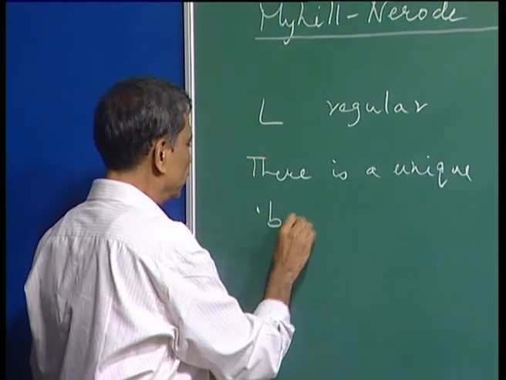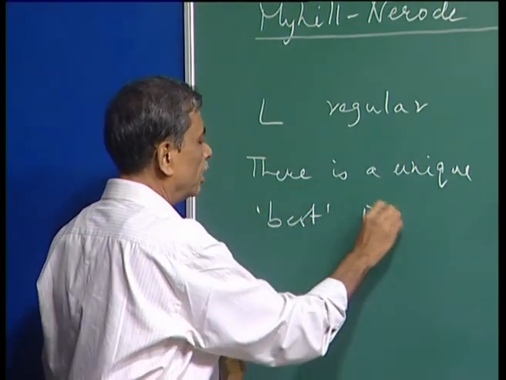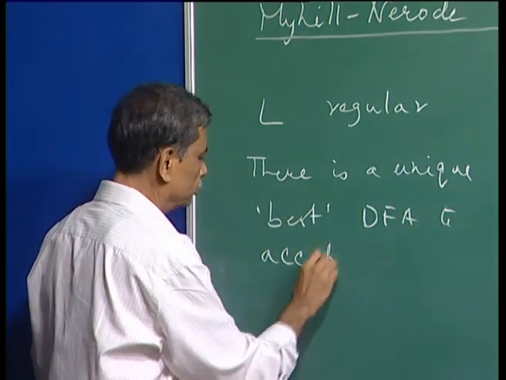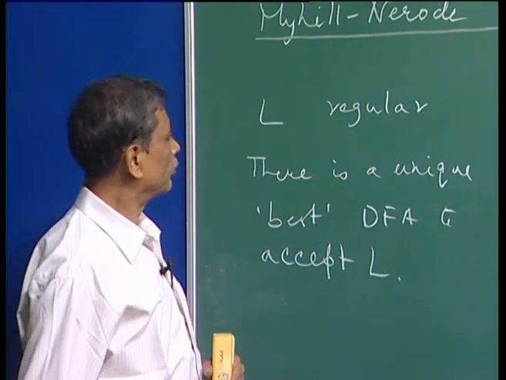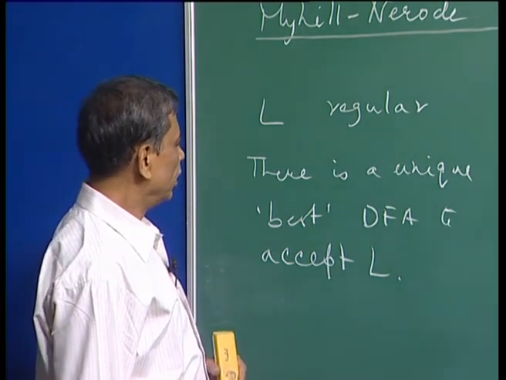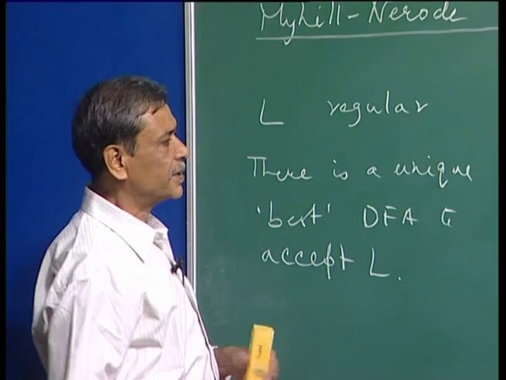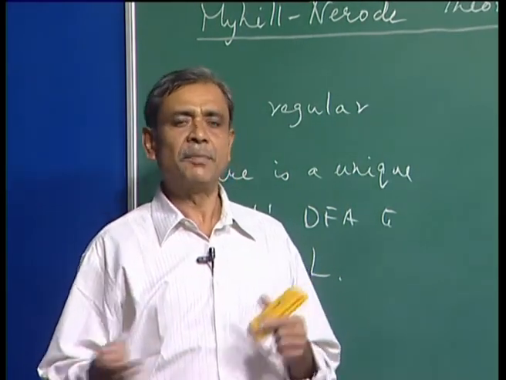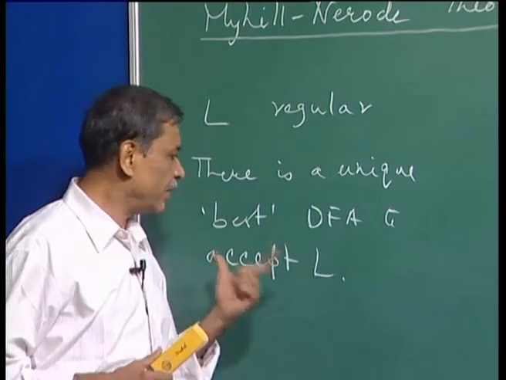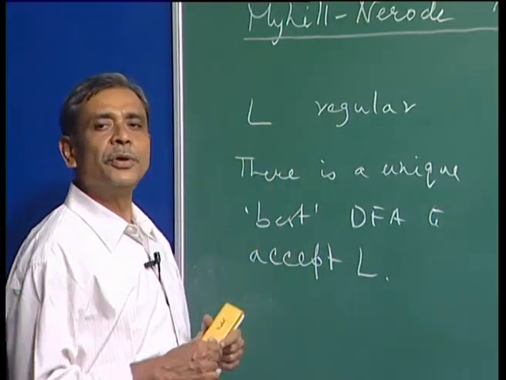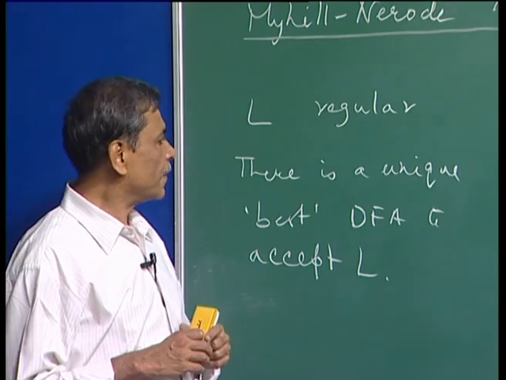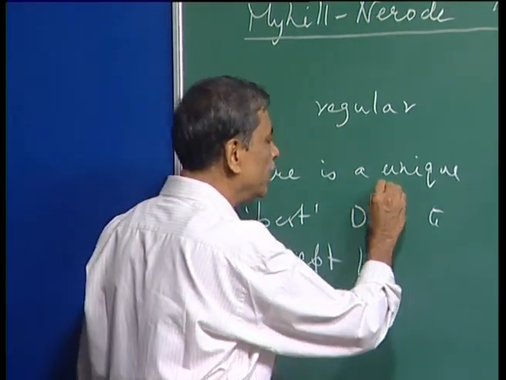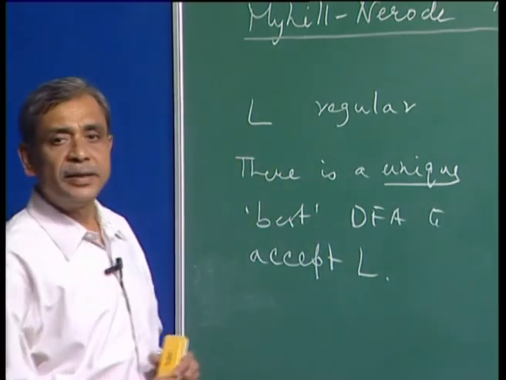best DFA to accept L. Now, best in the sense that there cannot be a DFA which has lesser number of states than the DFA that our theorem is going to suggest. However, more importantly or equally importantly, that DFA is unique.